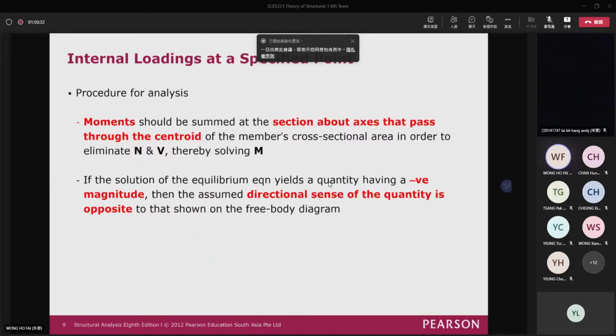And afterward, you write down the equilibrium equations to find the normal force, shear force, and the bending moment. Now remember that as you have already put them in their positive direction, if in the equilibrium equations you get a negative answer, that means your assumed direction is wrong. You need to reverse the direction that you have assumed. Okay.